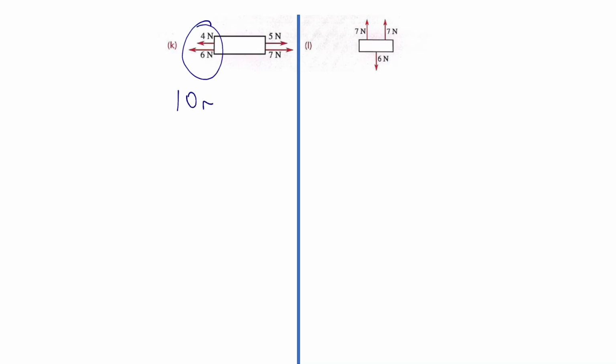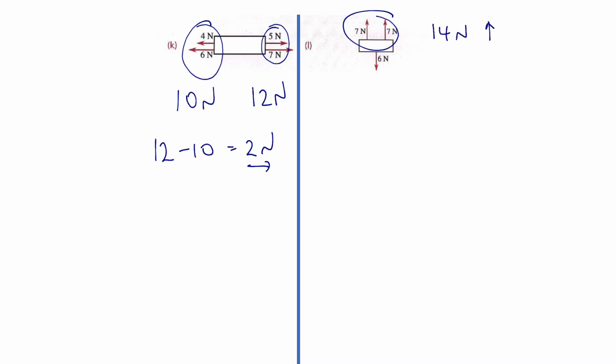So 6 plus 4, 10 newtons. 7 plus 5 gives us 12 newtons. Opposite direction, so we can take them away from each other. So that leaves 2 newtons to the right. Slightly different this one in that it's been rotated, so we've got up forces and down forces rather than ones on the left and on the right. Still, you treat them the same. So any force acting in the same direction you add, so that's 14 newtons going up and 6 newtons going down. So they're in opposite directions. 14 take away 6 gives us 8 newtons, and then that would be going upwards.